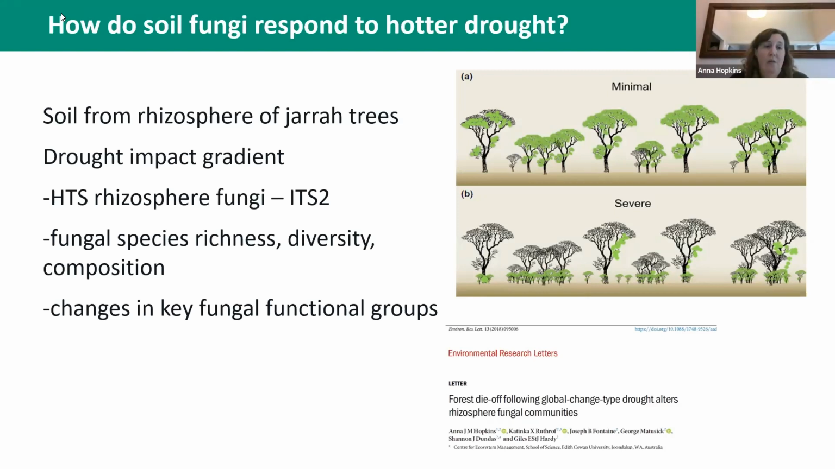So we collected the soil from the rhizosphere of these jarrah trees and subjected it to high throughput sequencing. We sequenced the ITS2, for those of you who are interested in that kind of thing, to try and look at what the different fungal species were in that soil. And we looked at fungal species richness, diversity and composition, and particularly we wanted to understand whether there are any changes in key fungal functional groups.